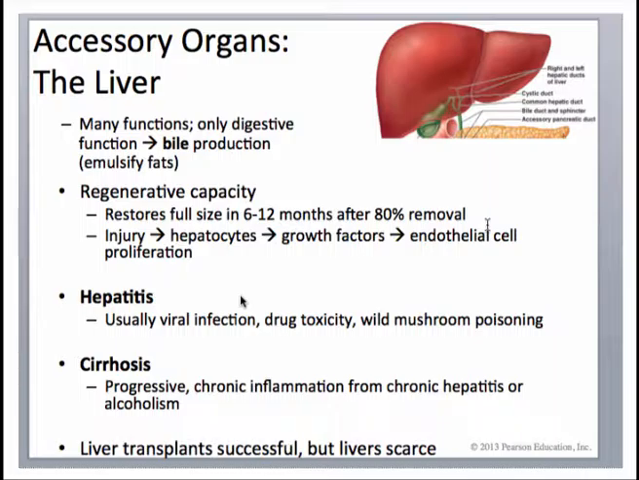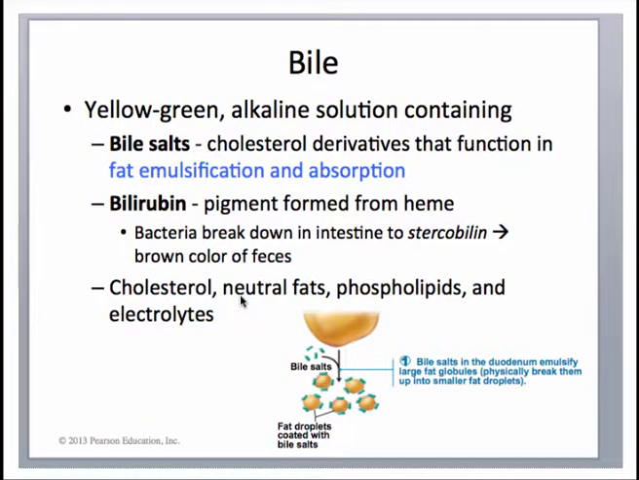Hepatitis usually occurs from a viral infection, in addition to some other things there. And then cirrhosis is a chronic inflammation, either from chronic hepatitis or alcoholism can cause this. So bile, like I said, emulsifies fats, and it's kind of a yellowy green color. It's a very alkaline solution, and it has bilirubin, which forms the pigment, and then bile salts.